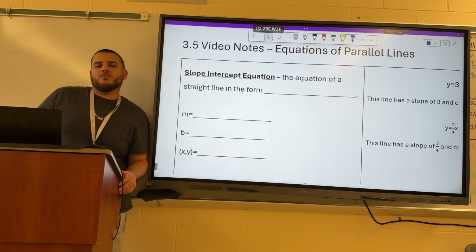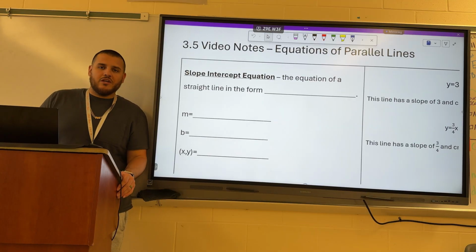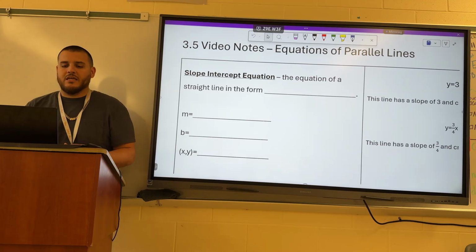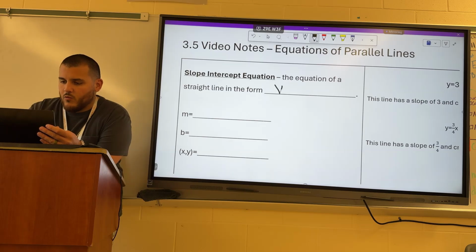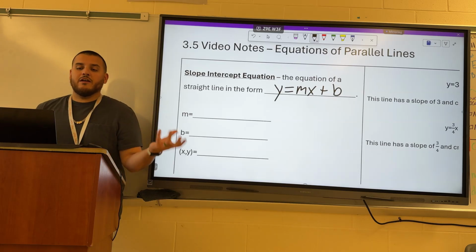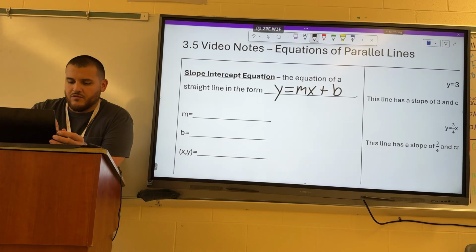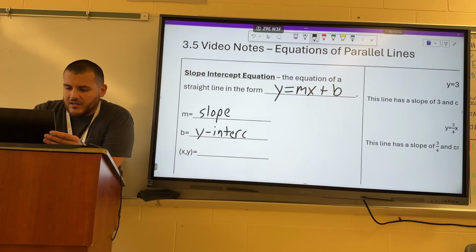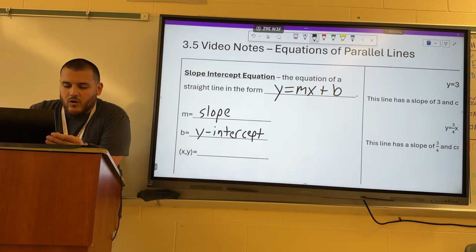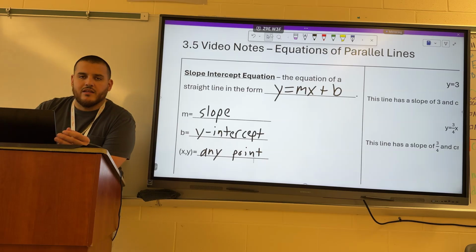Hopefully you recall from algebra, one of our common equations of lines is called the slope-intercept equation. This is an equation for any straight line that is in this form, y equals mx plus b, where the variables stand for the following things. M is your slope, B is your y-intercept, so that's where your line crosses the y-axis, and the x and the y represent the x-coordinate and y-coordinate of any point that may exist on that line.